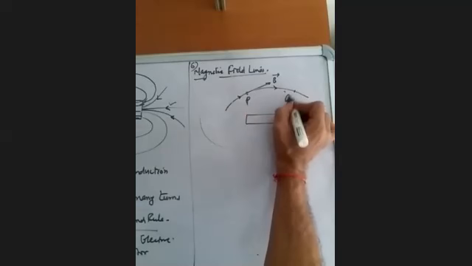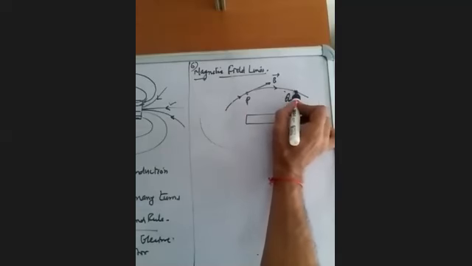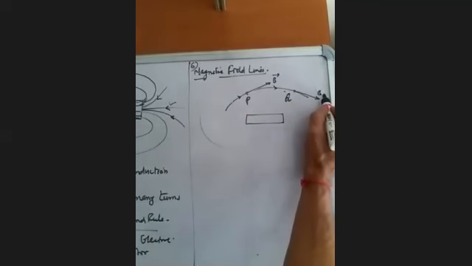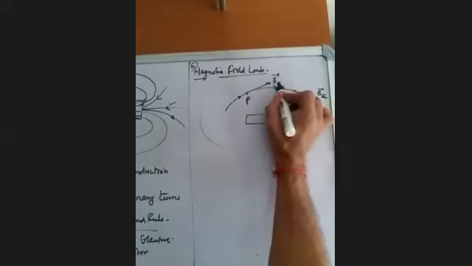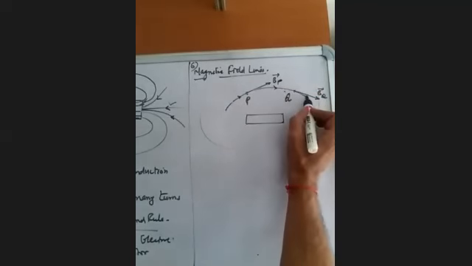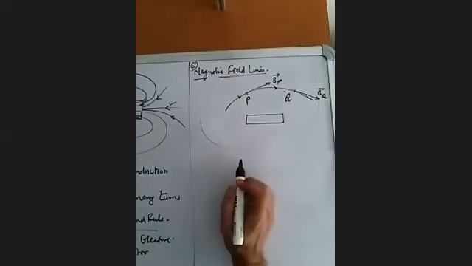And we want to find out the direction at Q also. So we'll draw a tangent at Q like this. So this will give us the direction of magnetic field at point Q. Okay. So this is how you define magnetic field line.